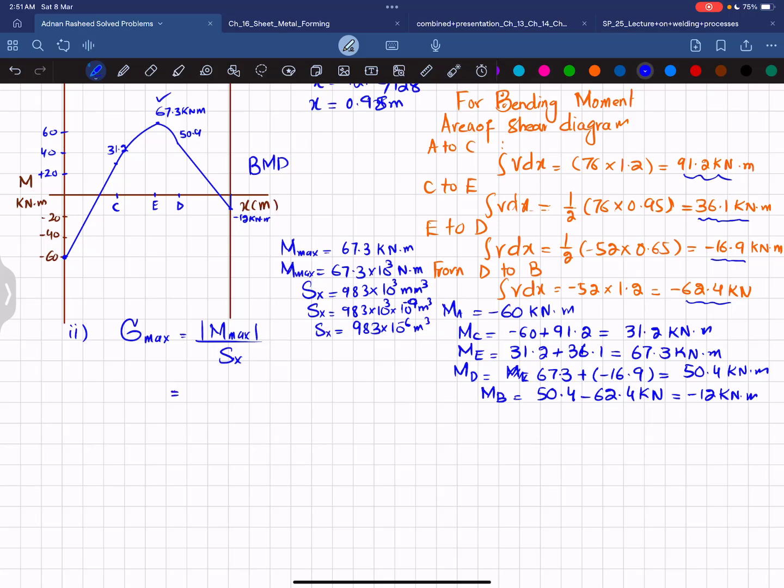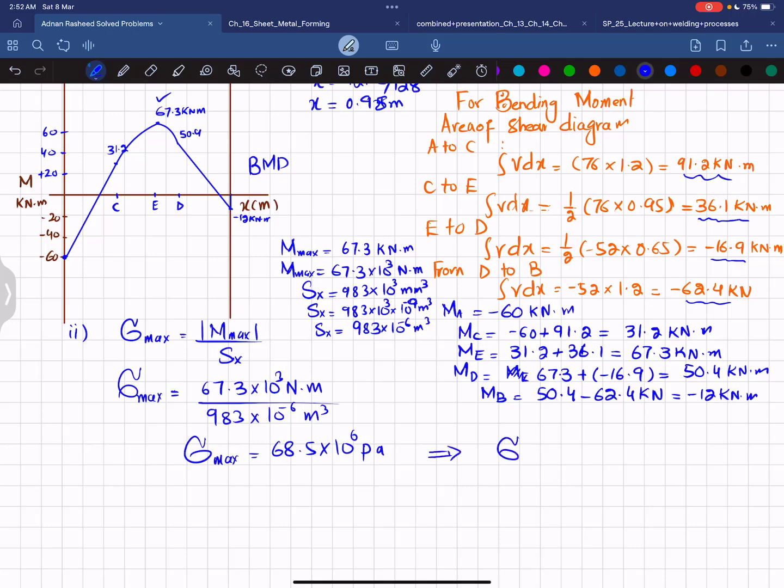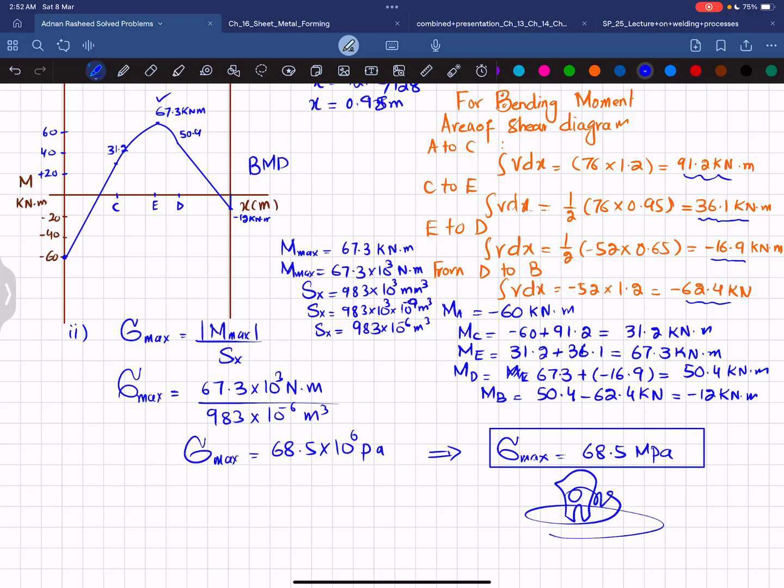Now you have both the values, just plug it in. 67.3 into 10 to the power 3 Newton into meter divided by 983 into 10 to the power minus 6 cubic meter will give you maximum bending stress. And this maximum bending stress will be equal to 68.5 into 10 to the power 6 Pascal, because Newton per meter square is Pascal. And if you want to get it in megapascal, it will be 68.5 megapascal, which is the answer of our second part.